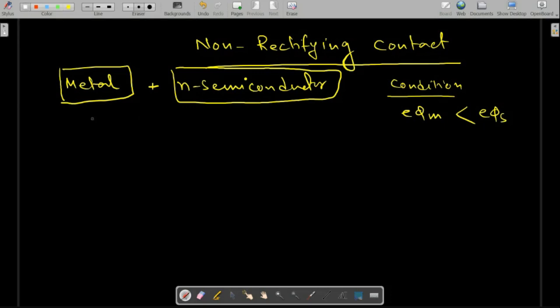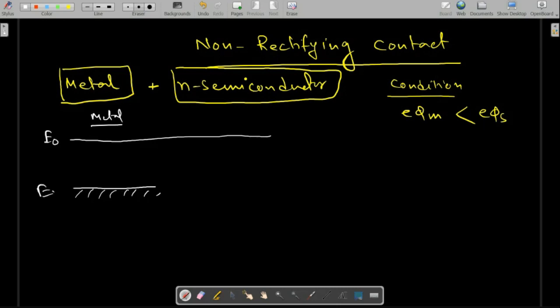So if we draw the energy band diagram, the diagram looks like this one. So first draw the individual diagrams. This is the E0 vacuum level. This is the metal side. And you know, on the metal side we have a metal Fermi level, where the conduction band, valence band and Fermi level all overlap. And this one is the N-type semiconductor. Since we have the condition Eφm less than Eφs, that means Eφs would be larger. So it is something like this.